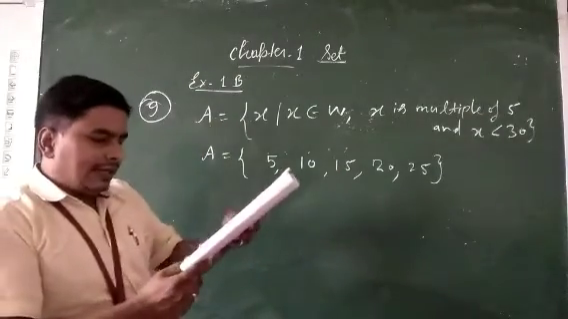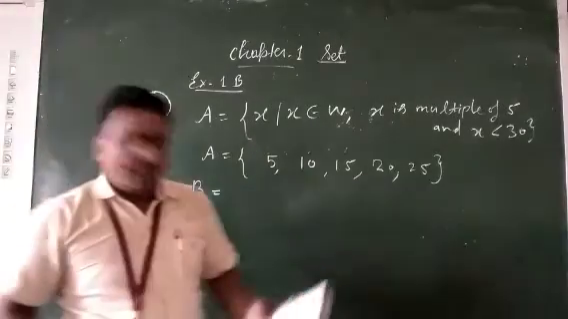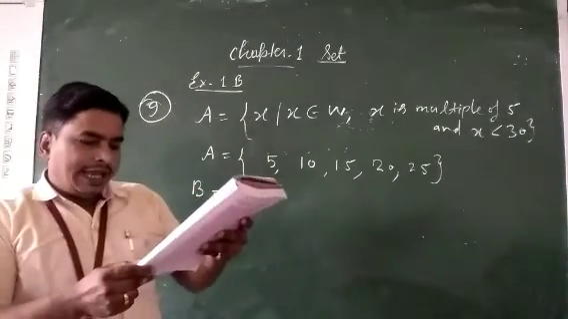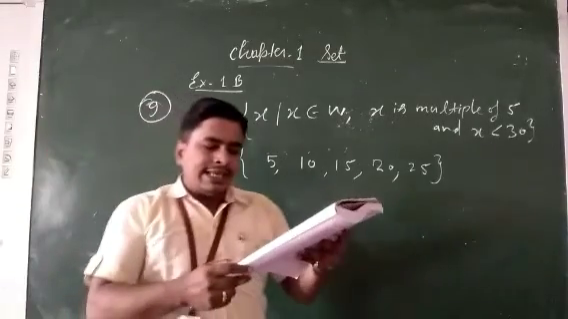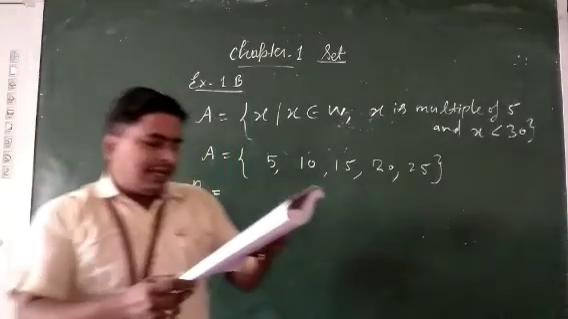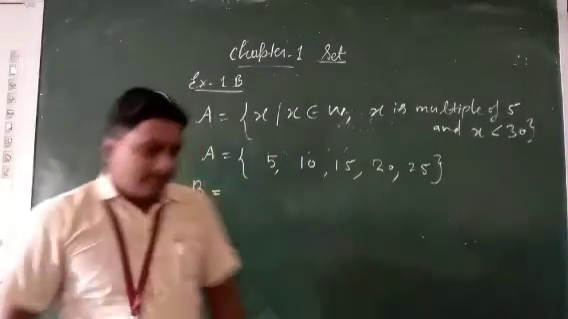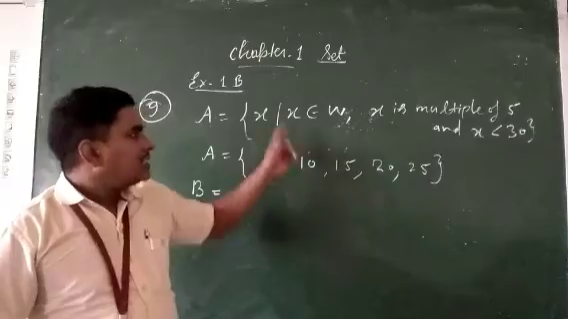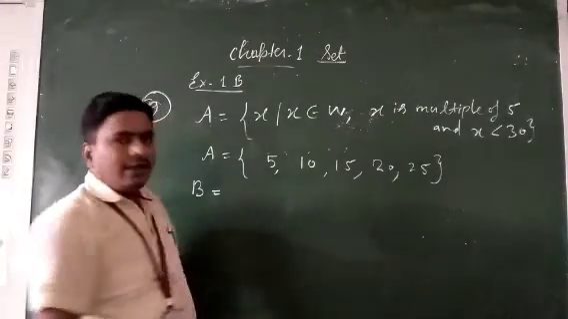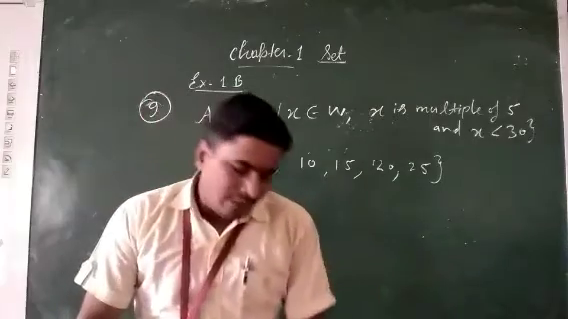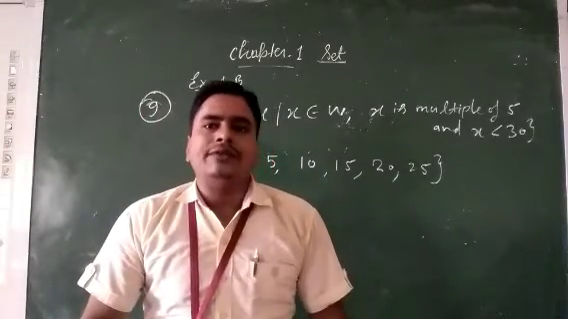Next, a set B is given. X such that x is an element of natural number, x is divisible by 7 and less than 30. Again, here you have to write in roster form the set of natural numbers x less than 30 and divisible by 7.